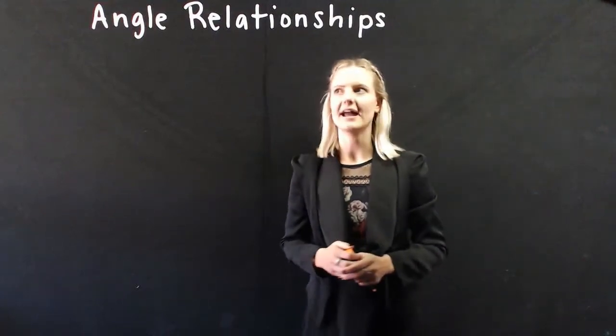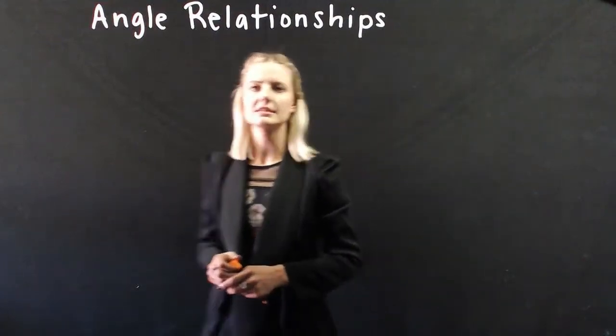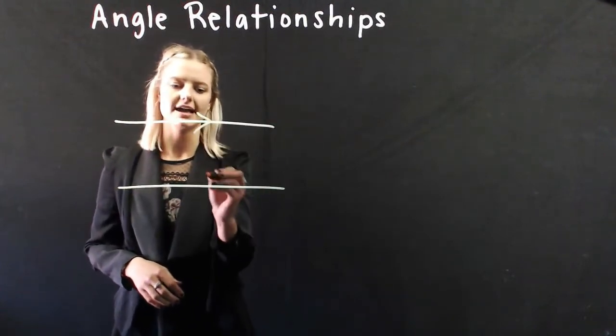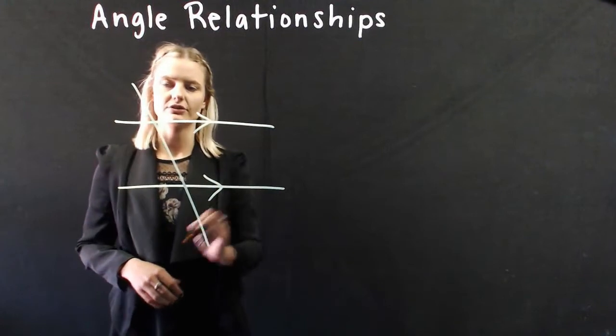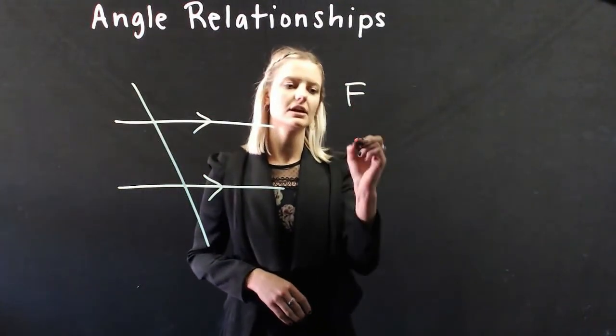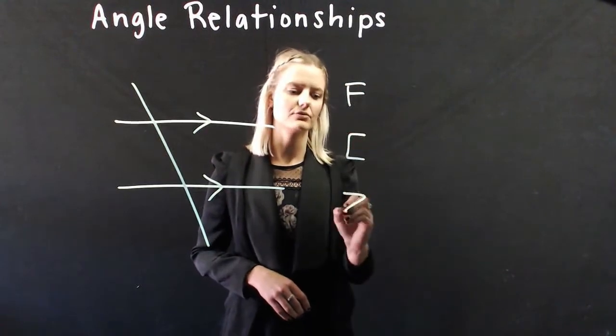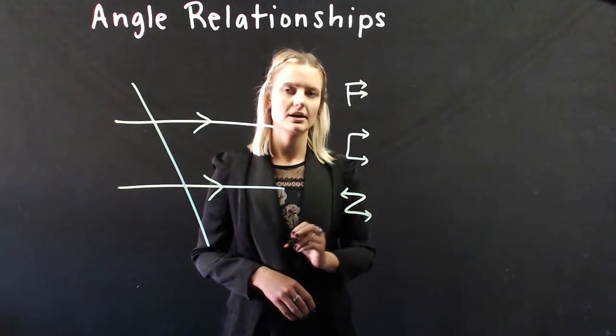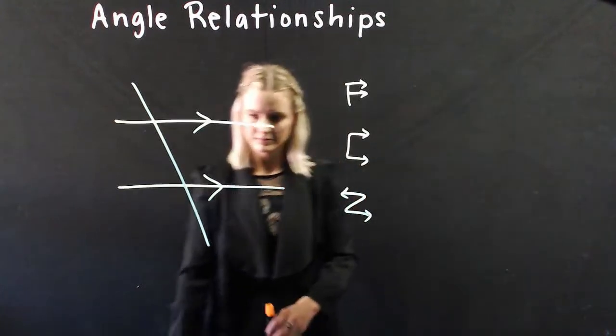Alright, we're going to be talking about angle relationships. These three angle relationships are applicable when you are dealing with parallel lines with a transversal. The three angle relationships can be referred to as the F, the C, and the Z rule. They must be on parallel lines to actually work. This is how they actually work.